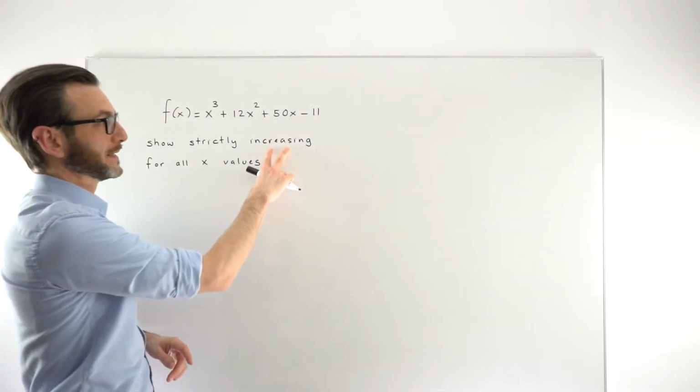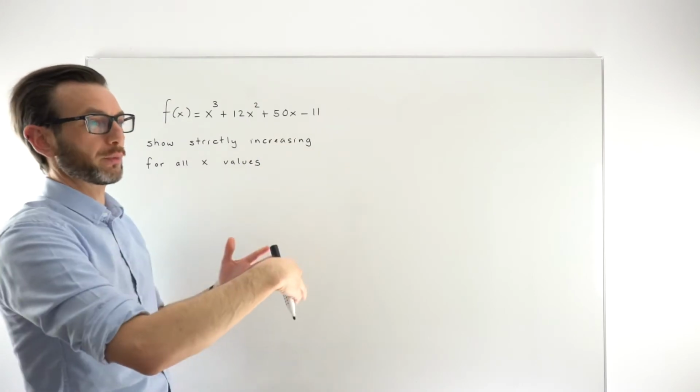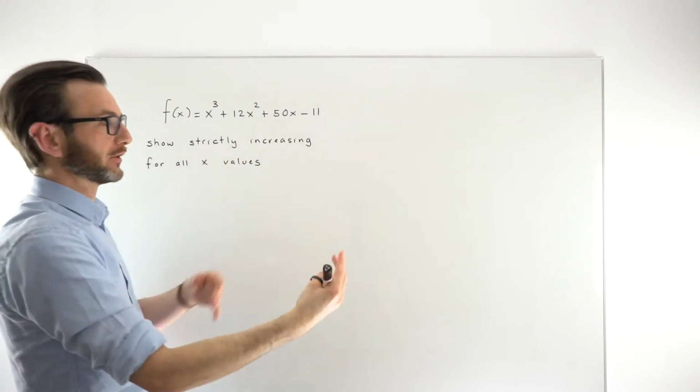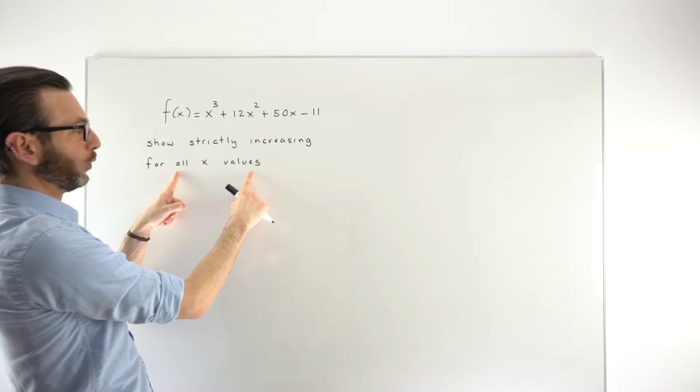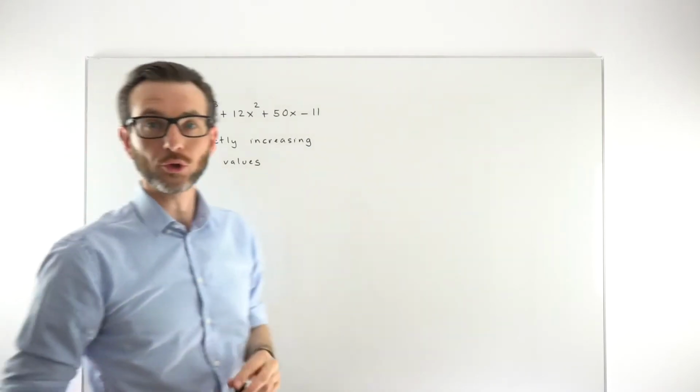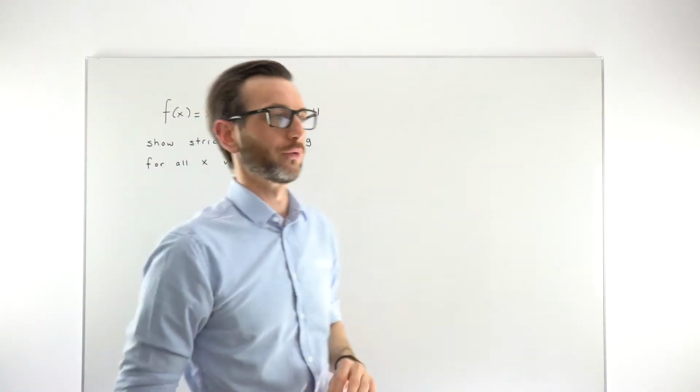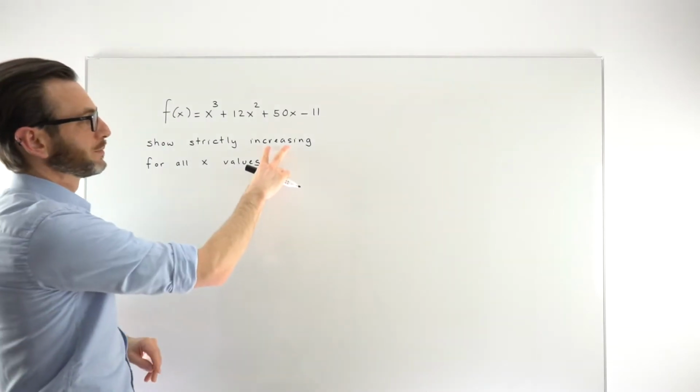First of all, what do we mean by increasing? Then how are we going to show that? What's our technique going to be? And how do we capture the "all values of x" part of the question rather than just one or two values of x? So first of all, what do we mean by increasing?